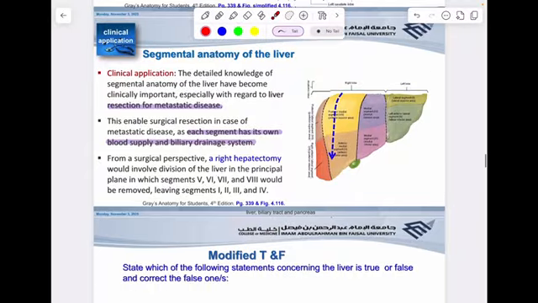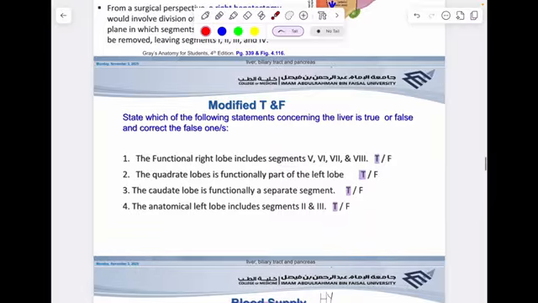From a surgical perspective, a right hepatectomy would involve dividing the liver in the principal plane, and we're going to remove segments 5 through 8, and this would leave segments 1 through 4. Here we have a true or false. The functional right lobe includes segments 5 through 8. This is true. The quadrate lobe is functionally part of the left lobe. This is correct. The caudate lobe is functionally a separate segment, also correct. And the anatomical left lobe includes segments 2 and 3, correct.